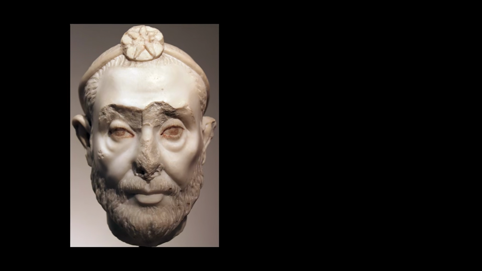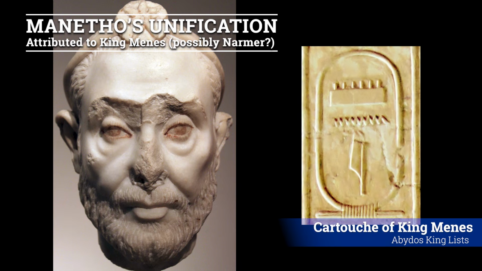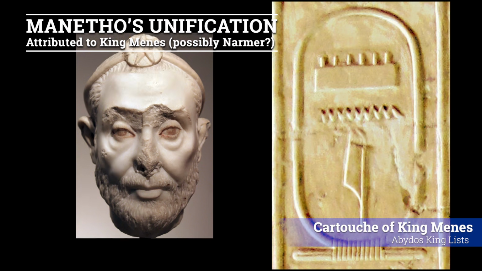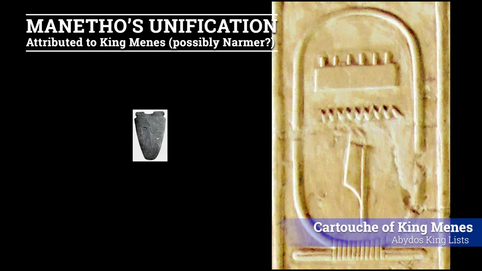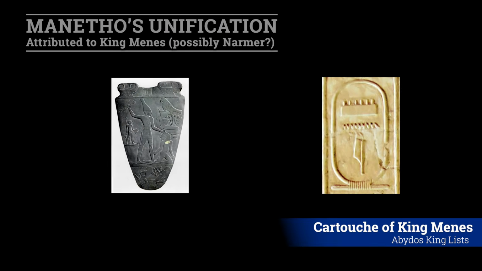How does this match up with Manetho's history? Well, Manetho calls the first king of a united Egypt something completely different, King Menes. And modern scholars have debated extensively about the relationship between these two characters, King Narmer and King Menes, with some suggesting that they're different names for the exact same person, the unifier of ancient Egypt.